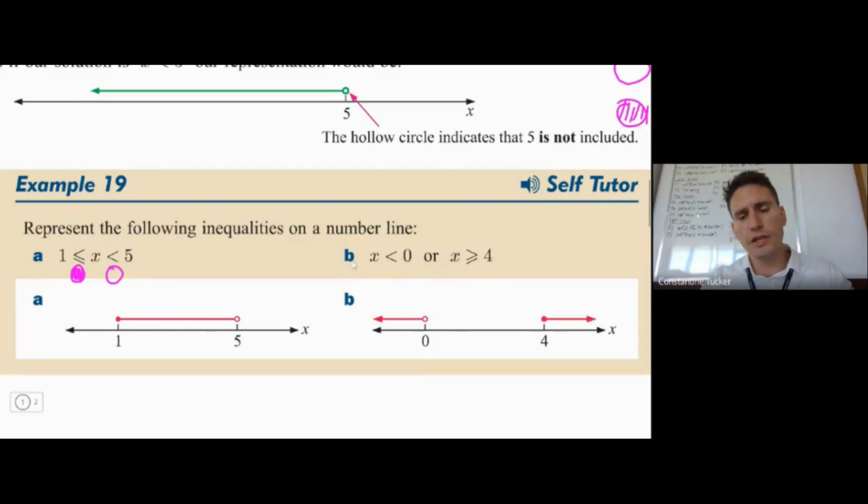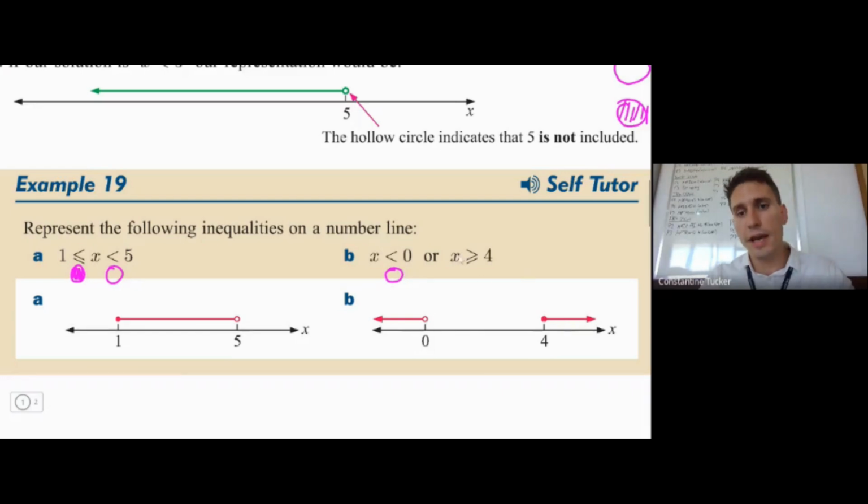Now, the next one is a bit different because you have two inequalities which are kind of not connected, or they're connected with this word or. Now, what does this mean? This means that these are two separate regions. So the first one is the region x less than 0, which means we'll have a hollow circle and the arrow will be pointing to the left of 0. So 0 is not included. We have a hollow circle, and then we need an arrow pointing to the left, which is the same direction as the inequality. So this says all the numbers less than 0, not including 0, are included in this region.